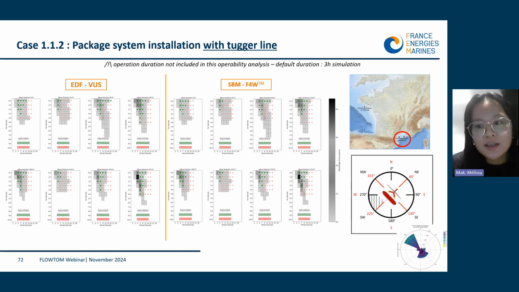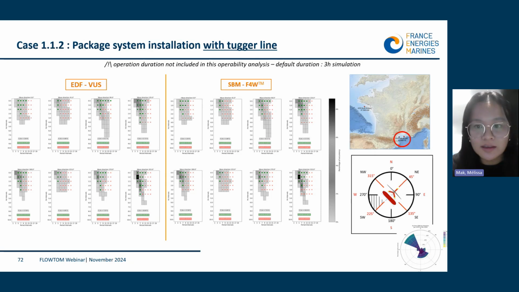So all the plots here represent the Gulf of Lion wave occurrence for each direction over the year, and the darker area indicates a high occurrence rate. For Gulf of Lion, it can go up to 8%. On each plot, the x-axis represents the TP and the y-axis represents the HS. For this direction, we have noticed a difference of 7% in operability between EDF and SBM.